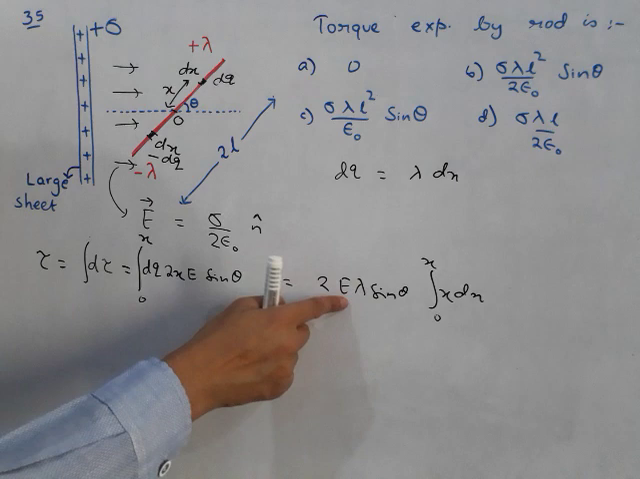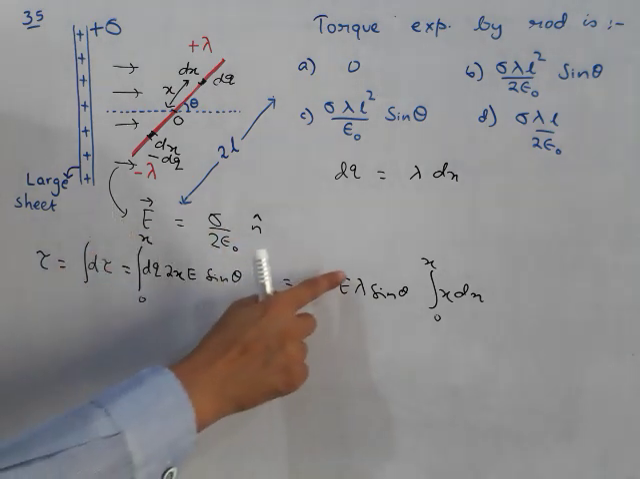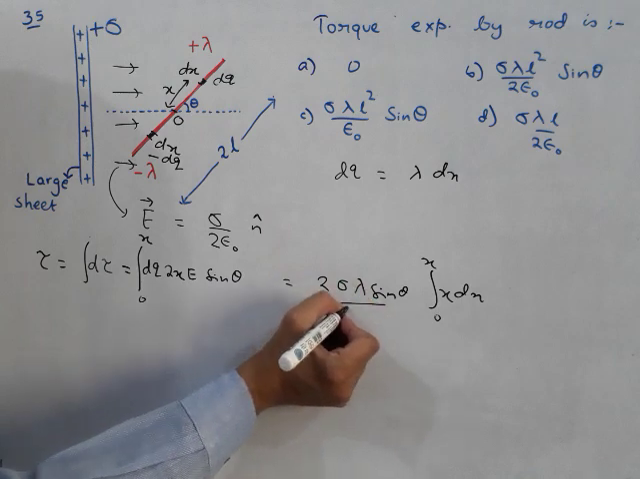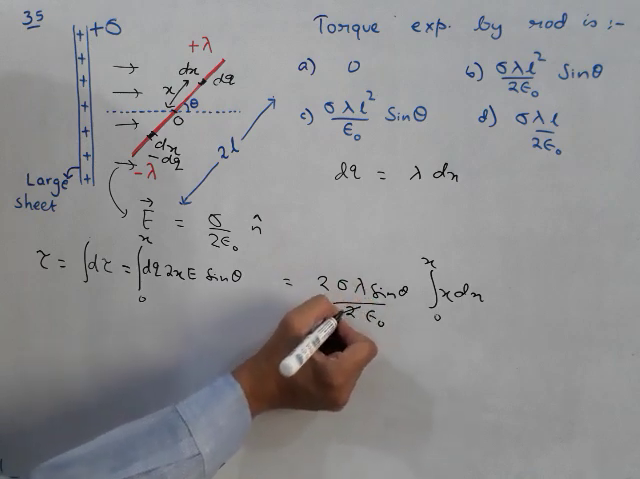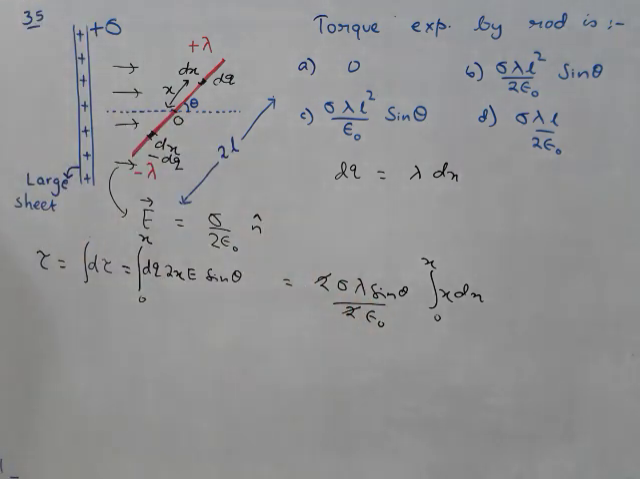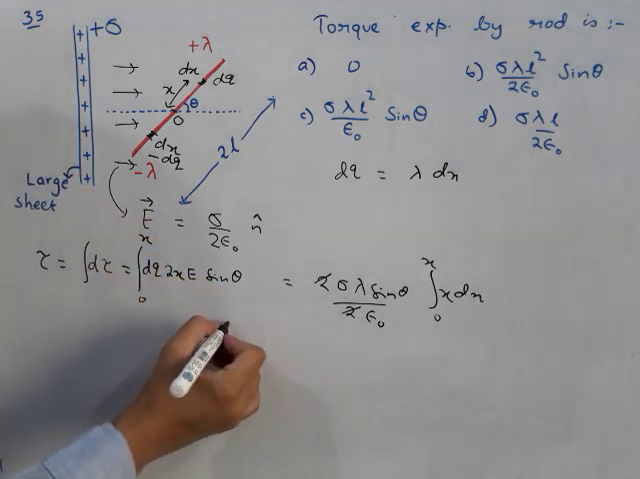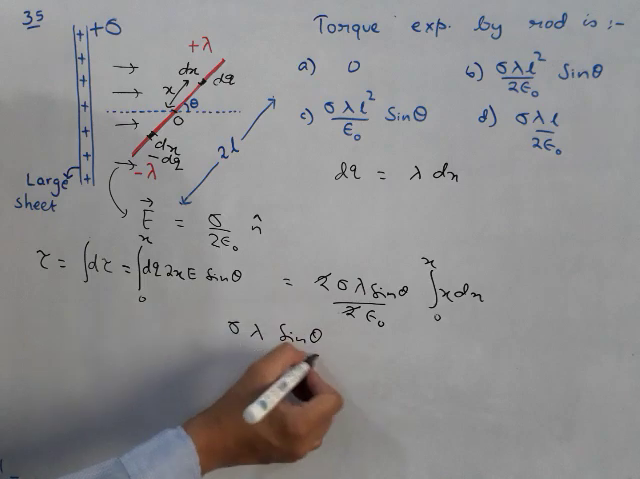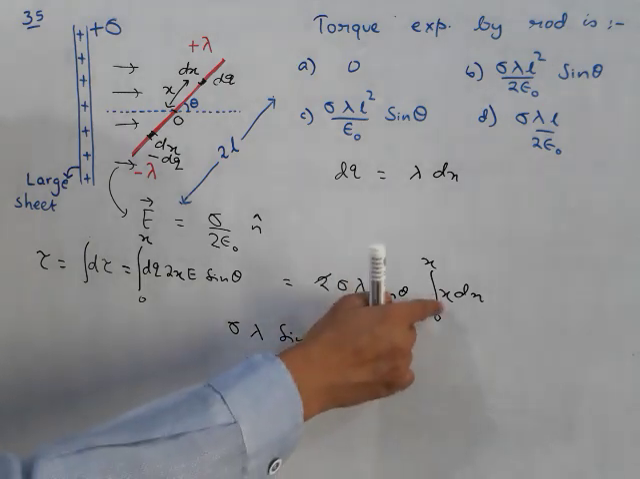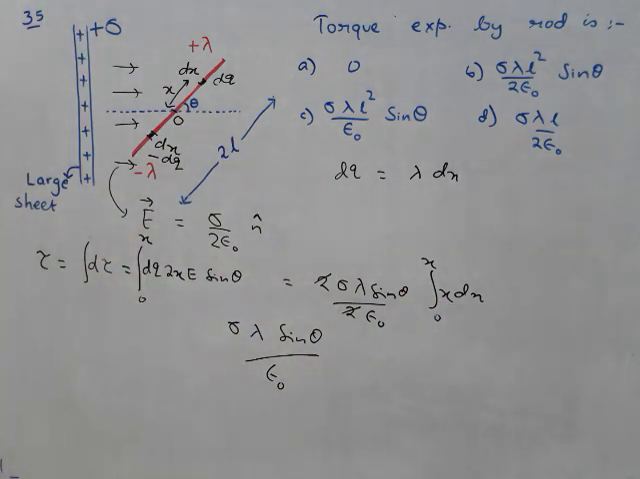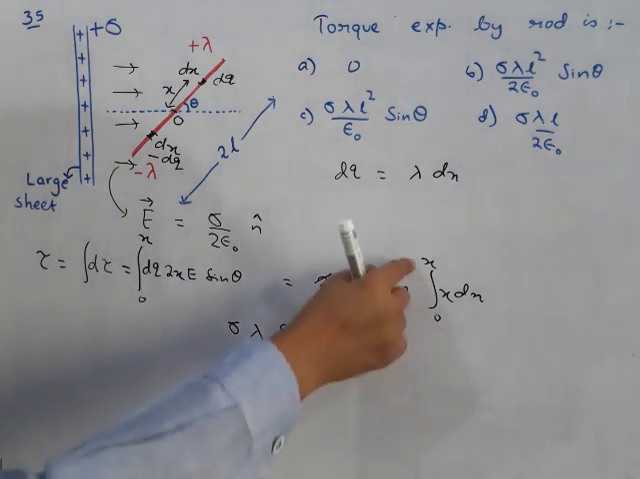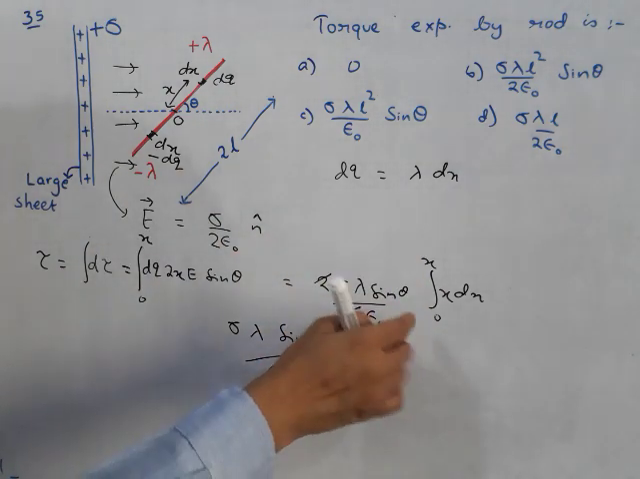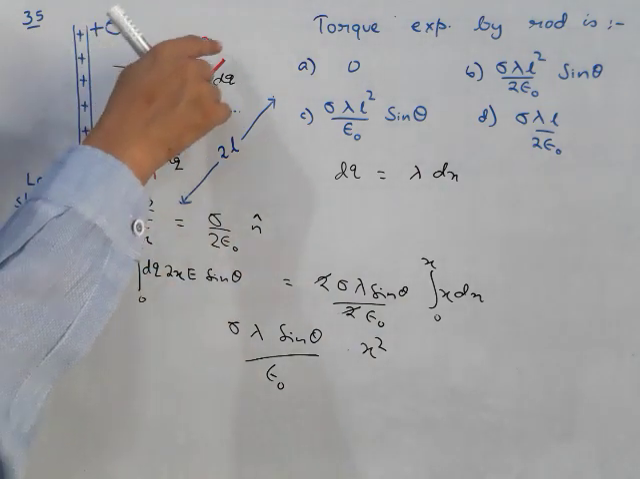Now what is the value of E? Our E is sigma by 2 epsilon naught. So I will put E equal to sigma upon 2 epsilon naught. So 2 will cancel. So what things will be left behind? Sigma, lambda, sin theta, epsilon naught, and what else? Integration x dx will be x square by 2, and the limits from 0 to x. So we will get x square upon, sorry, it's not 0 to x, it should be 0 to L.